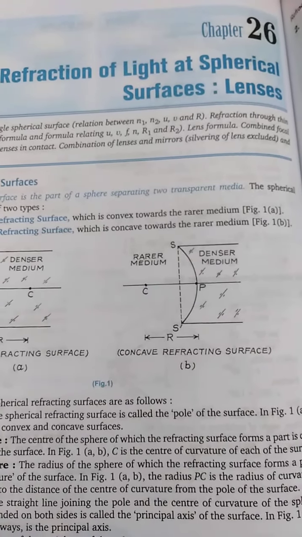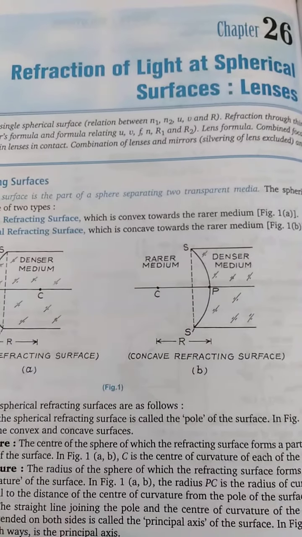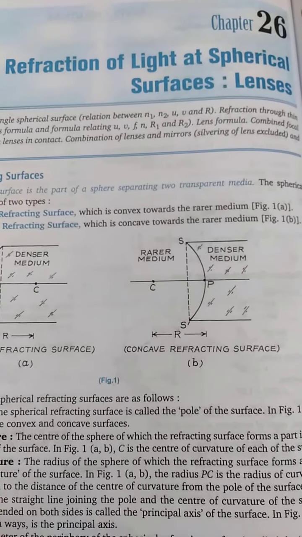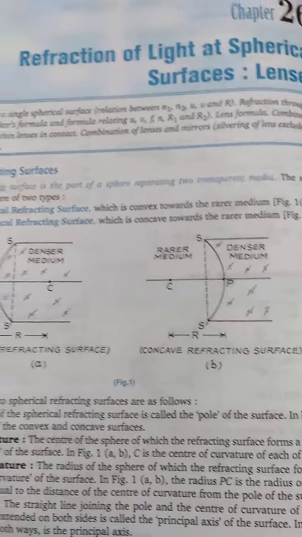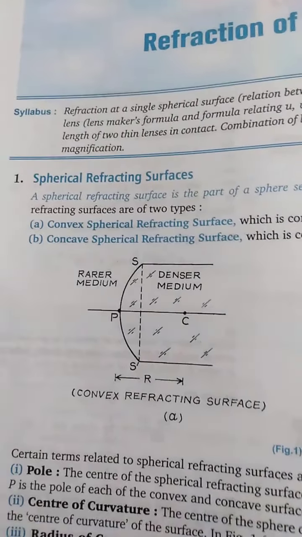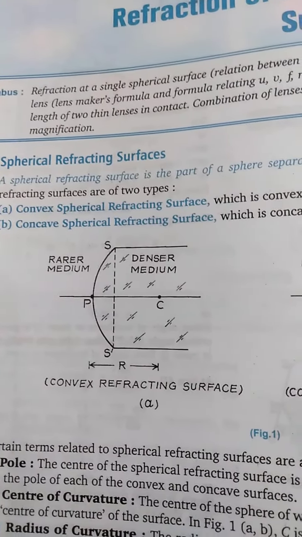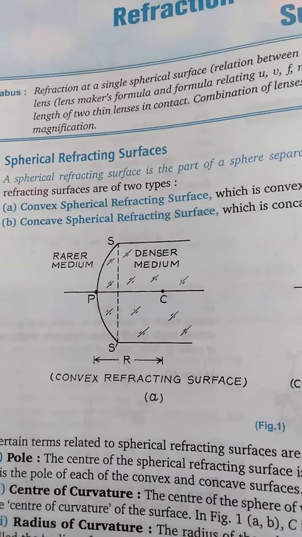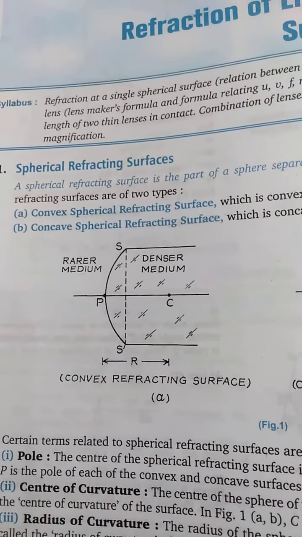And today, after the vacation, we are going to continue with optics, and in that way we are going to start today refraction of light at spherical surfaces, and then we will see what is a lens. Before that, let me remind you that we have studied what is refraction, and the refraction taking place at the plane surface, that is through the glass slab or through the prism. These things we have studied.